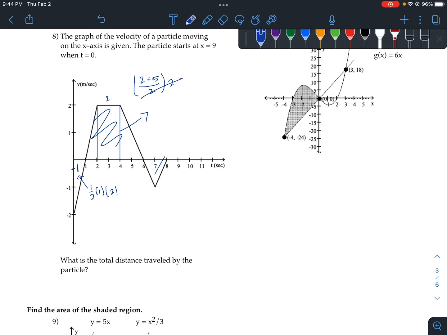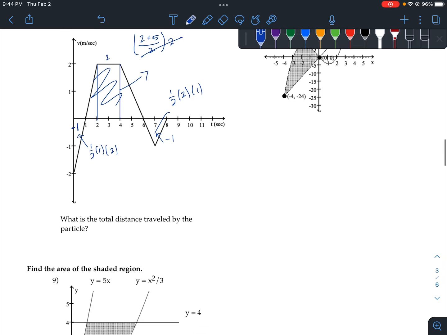And then this area is a triangle, so half of its base, which is 1, times its, its base is 2, sorry, just kidding. And then times its height, which is 1. So this area is also negative 1.